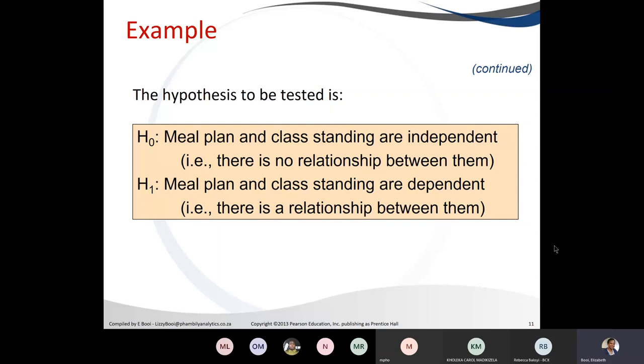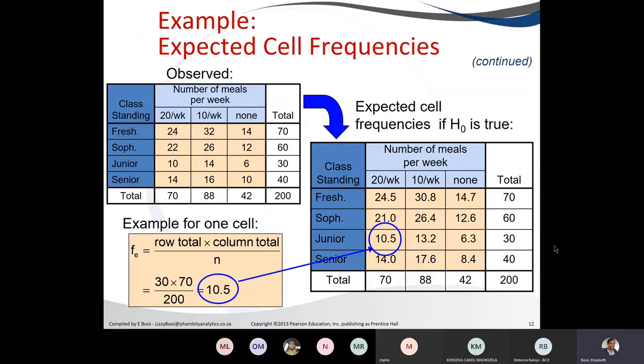The other thing is that with this, we need to calculate the expected values. It's very important to do that before you do your chi-square test. We have to calculate the expected frequencies. Remember, the observed frequencies are 24, 32, 14, and we calculated the totals. We know that there are 200 students interviewed. Now we need to calculate the expected frequency. At this point, I'm calculating the expected frequency for this column. It says row total multiplied by column total divided by n. Our row total is 30, our column total is 70. So it will be 30 multiplied by 70 divided by 200, and that gives us 10.5.